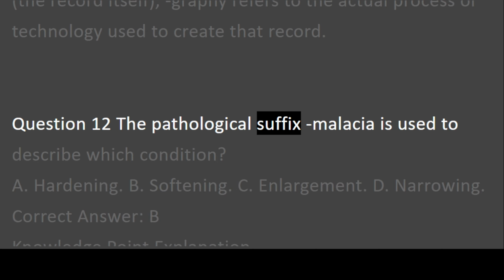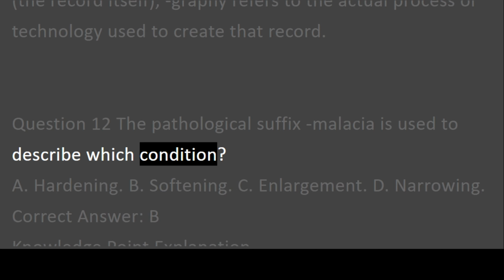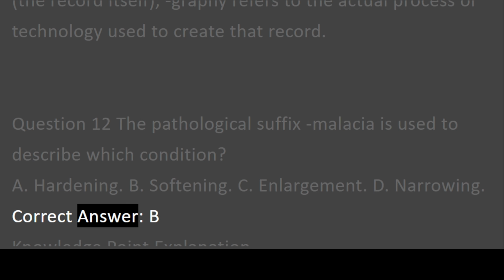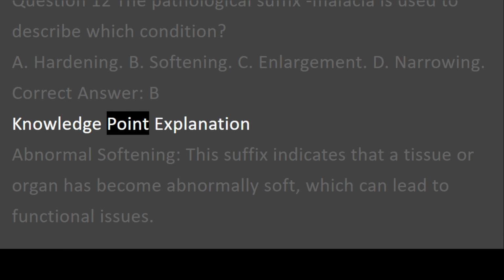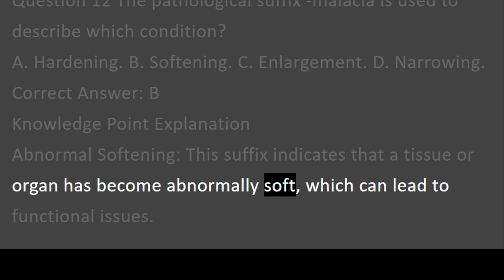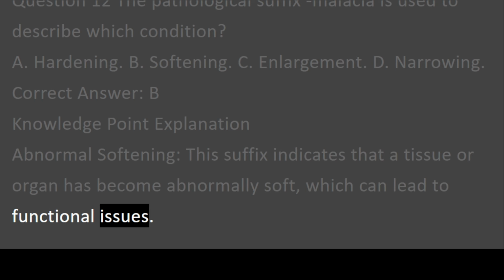Question 12. The pathological suffix malacia is used to describe which condition? A. Hardening. B. Softening. C. Enlargement. D. Narrowing. Correct answer, B. Knowledge point explanation. Abnormal softening. This suffix indicates that a tissue or organ has become abnormally soft, which can lead to functional issues.